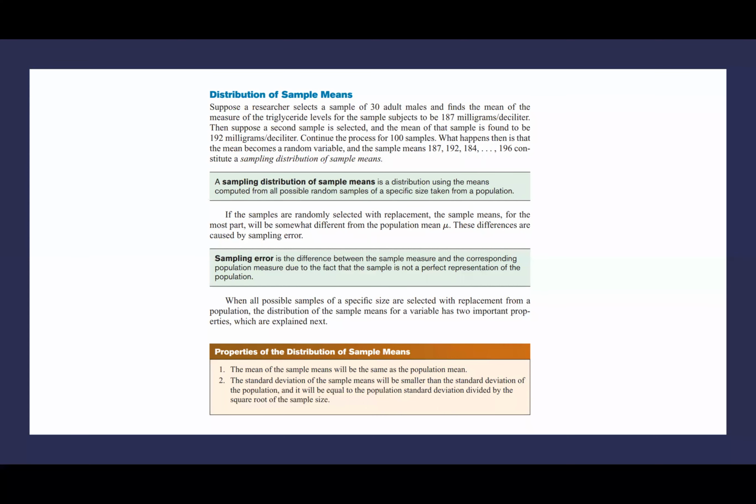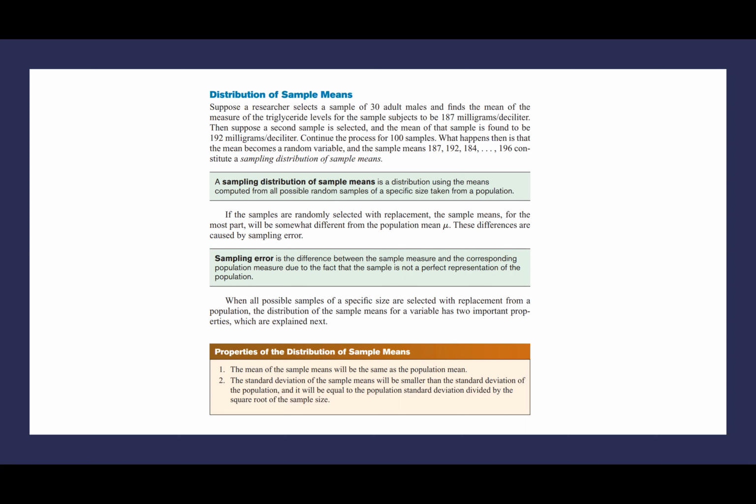More elaboration of the same concept. Distribution of the sample means. For example, suppose a researcher selects a sample of 30 adult males and finds the mean of the measure of the triglyceride levels for the subjects to be 187 milligrams per deciliter. Then suppose a second sample is selected and the mean of the sample is 192. Continue the process for 100 samples. The sample mean becomes a random variable, and the values will be 187, 192, 184, and so forth. This constitutes a sampling distribution of sample means.